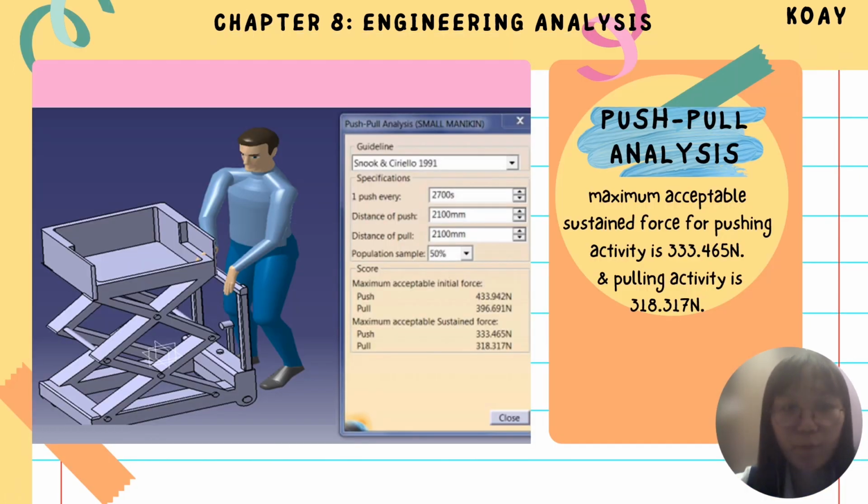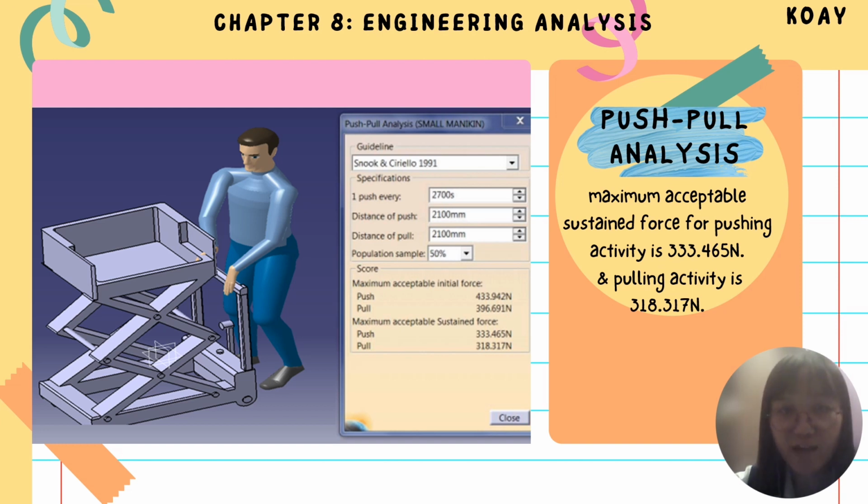Next is the push-pull analysis when dealing with the smart material handling device. Based on the figure, the time consumption used is 2,700 seconds, which is equal to 45 minutes. Besides that, the distance of push or pull of the smart material handling device is 2,100 mm, which is equal to 2.1 meters. Other than that, the population sample is 50% because the subjects of this experiment are 5 workers out of 10 workers. Hence, the population sample is half of the overall workers.